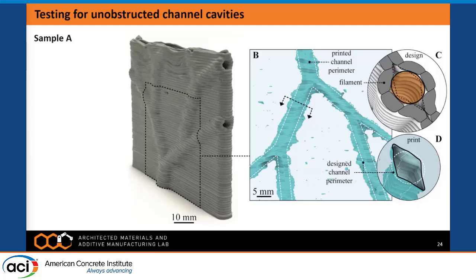And we see that the channel cavity of the 3D print matches relatively well with the actual model, even though it's perhaps slightly narrower in this direction. And in future studies, we would be able to perform a more comprehensive quantitative analysis of the actual filament deformation that occurred during the printing.